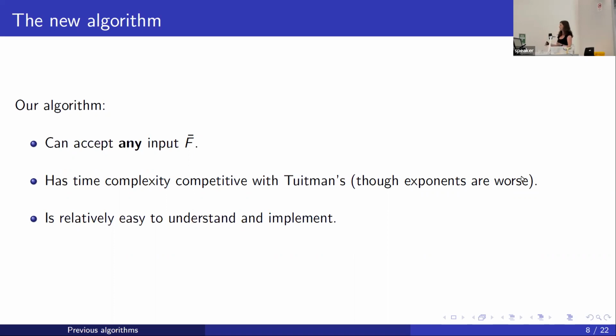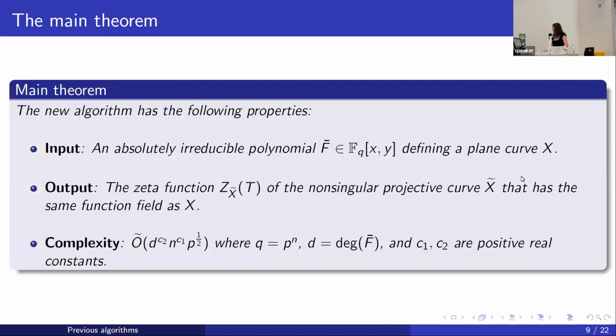It's polynomial in the degree d of the input plane curve, though for us, sadly, the exponent on that degree is definitely worse. The new algorithm is based on Harvey's trace formula, and that does not involve any p-adic cohomology like the Kedlaya descendants. So it's fairly easy to understand, and it's fairly easy to implement, and it has been implemented by me in Magma.